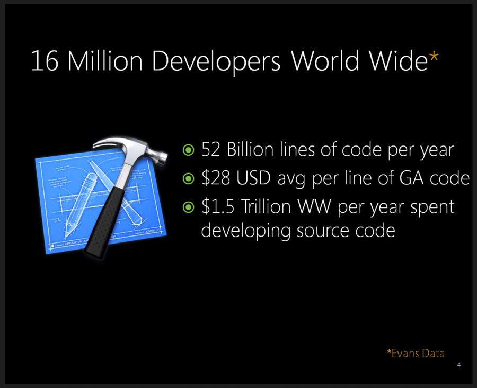But what's interesting about the average around all of these languages is that there's a lot of code being written. Each year, about 52 billion lines of code are written. And it's been determined by Evans Data that the average cost for delivering a line of production-ready code, this is one line, is about $28 USD.